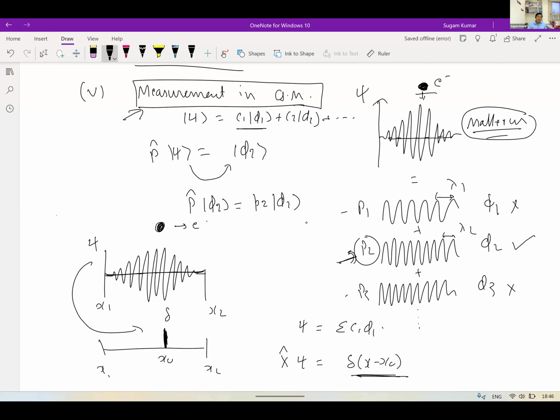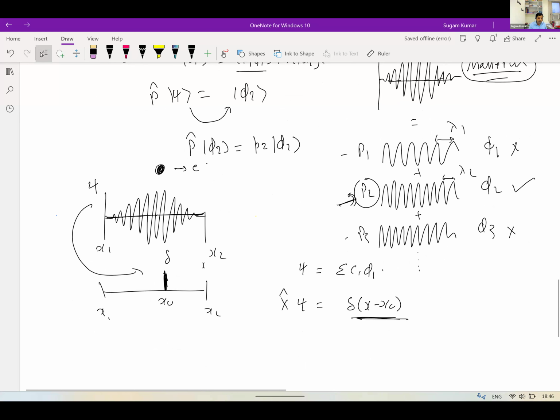So the wave function collapse idea comes from the observation. Why collapse? Nobody knows. You only know the probability of collapsing into this state. Maybe next time, when you do the measurement on a similar system, the collapse may happen here. Only you can say the probability. Collapsing in this state has a certain probability, and collapsing in that state has a certain probability.